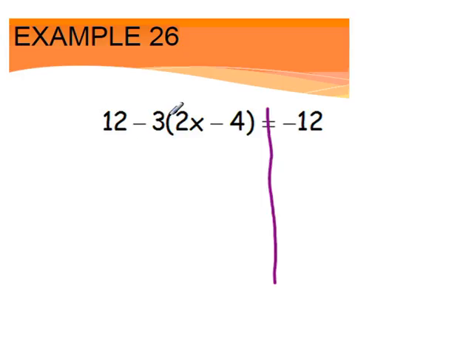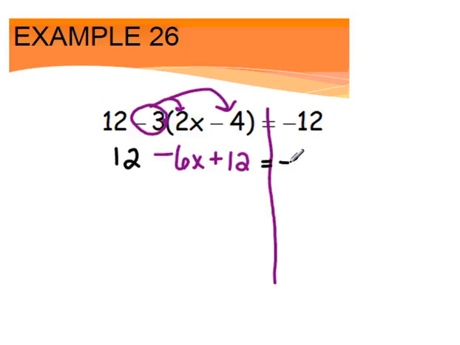This negative 3 is right up against these parentheses, which is showing multiplication. And if you think about your order of operations, multiplication has to be done before any addition or subtraction. So we have to do the multiplication of this negative 3 as distribution before we can handle anything with this 12. So the negative 3 times 2x will give us negative 6x, and the negative 3 times negative 4 will give us a positive 12. I can then bring down the 12 from the front, and it equals negative 12 on the right.